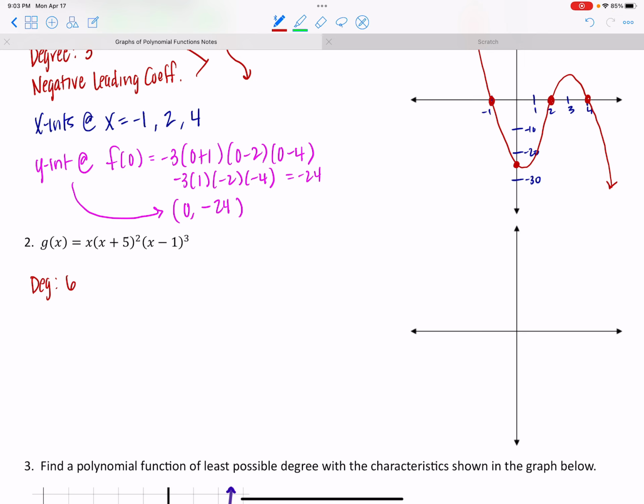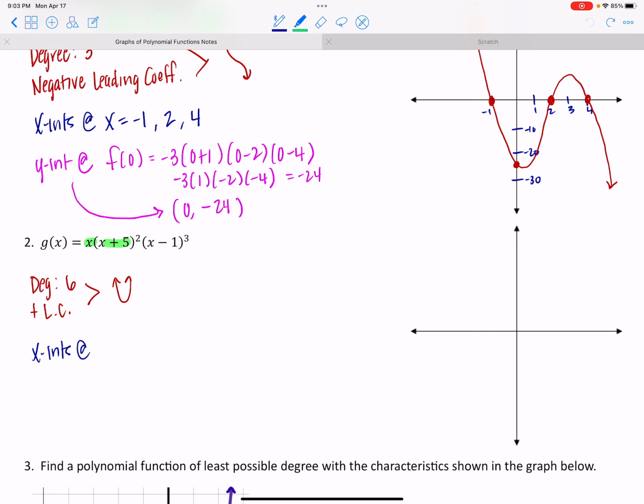And my end behaviors are going to have to match. And the leading coefficient is positive, so positive leading coefficient. This tells me both ends have to go up. And x-intercepts, I can see from my factors, so let me use my highlighter again, just to be consistent. I'm going to get one here, going to get one here, going to get one here.